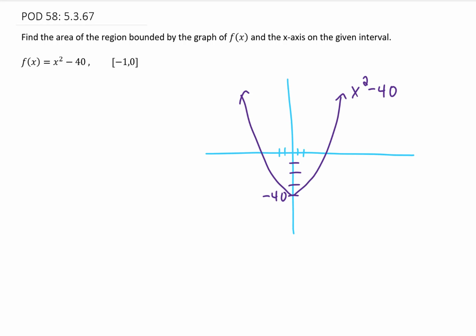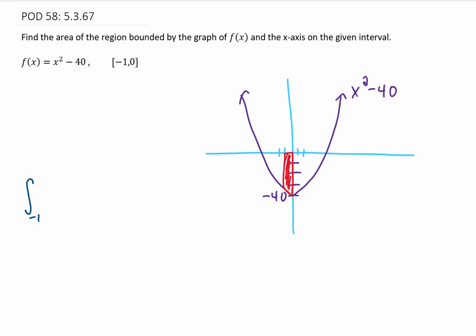Here's the graph of our function, and on the interval from -1 to 0, that interval denotes x values, so that goes from here to here. We have this area right here of this region, and this area is what we're trying to find in this problem. Notice that this area, though, is beneath the x-axis. So when we integrate to find this area, that area is going to turn out to be negative. The integral that's going to give us this area looks like this.